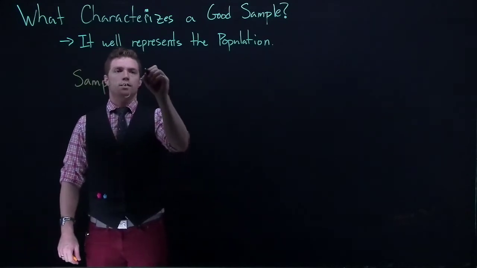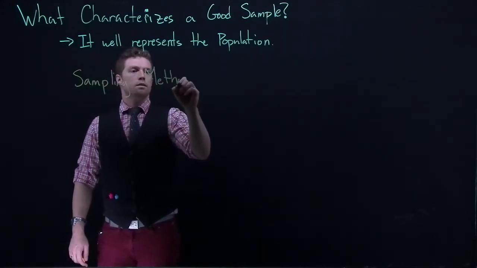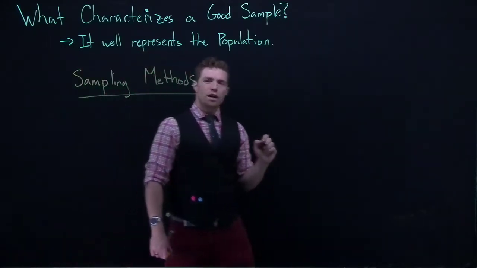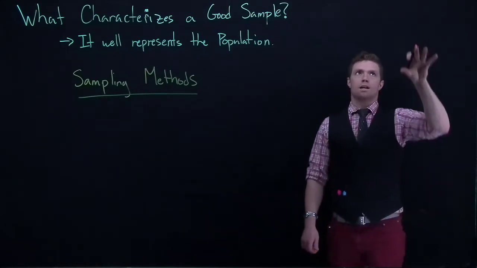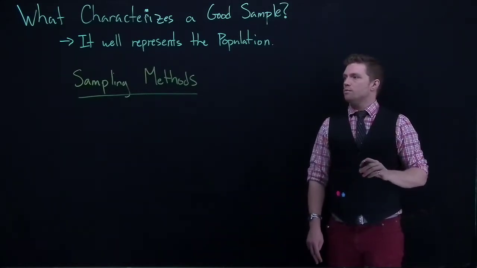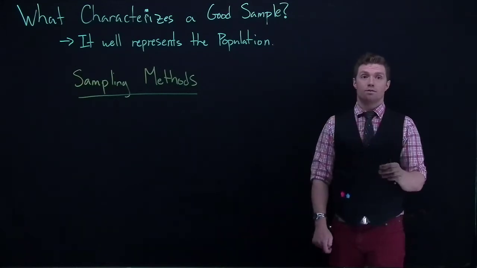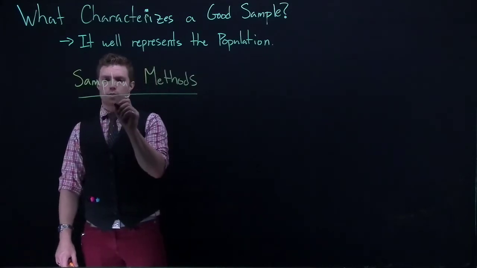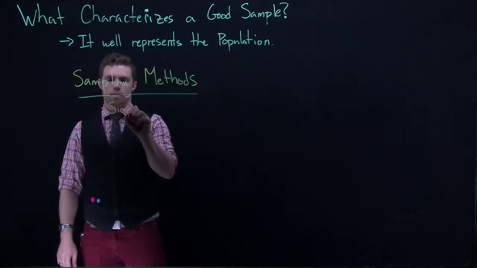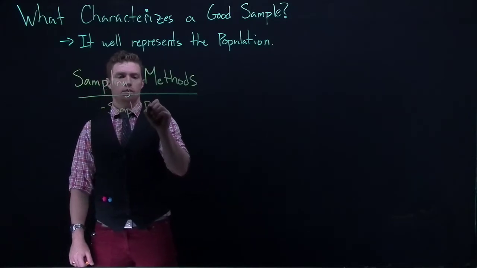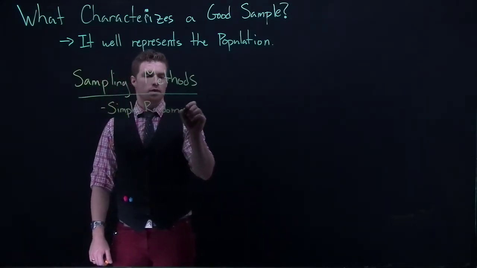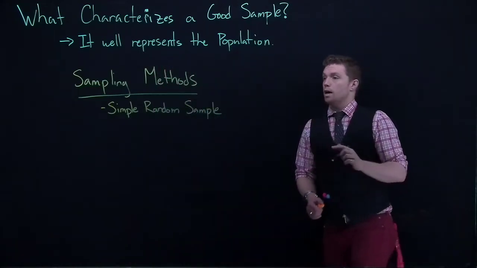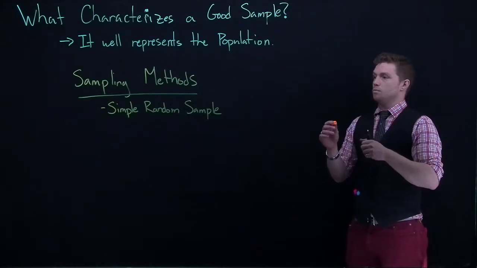Maybe we'll call them sampling methods. I'll also try to draw a picture off to the side so that we can get some visual with these different methods. Okay, so let's start with our first one, which is called a simple random sample. A simple random sample could be like this.